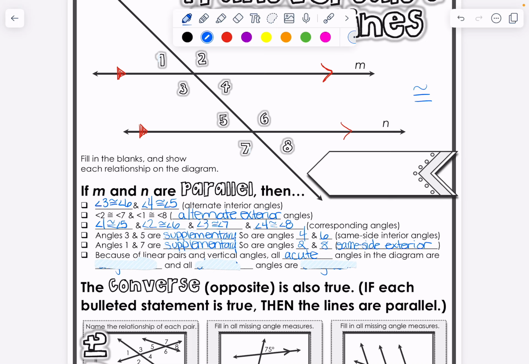Because of all the different linear pairs and the vertical angles, all of our acute angles in the diagram end up being congruent, and all of our obtuse angles end up being congruent.